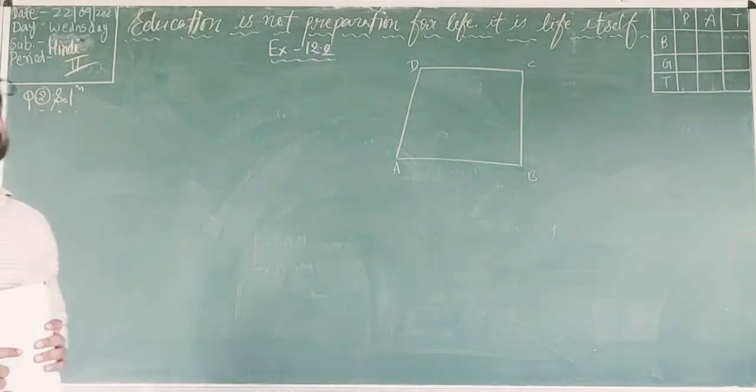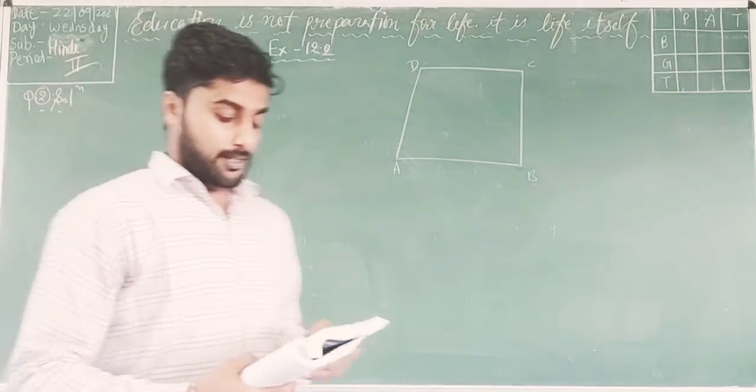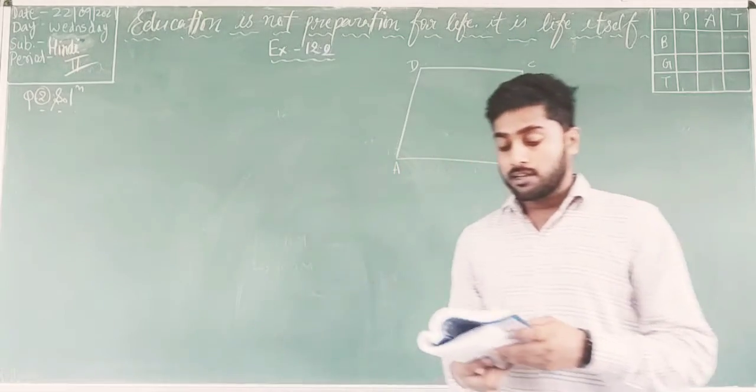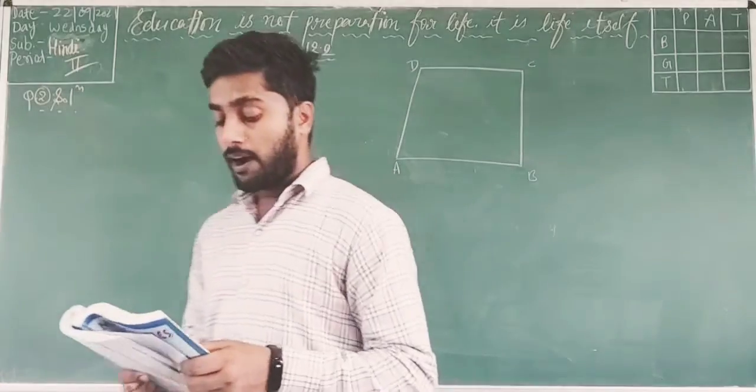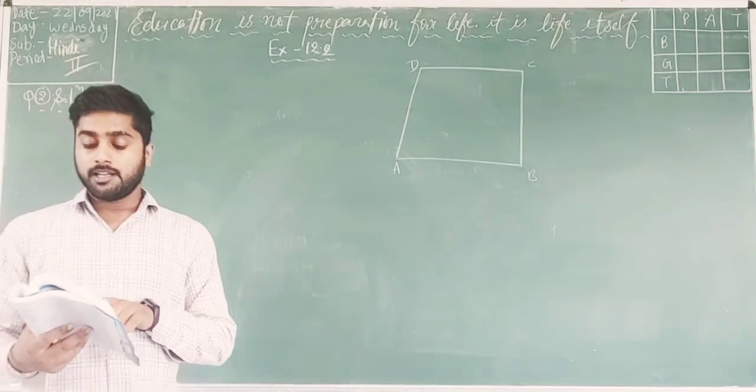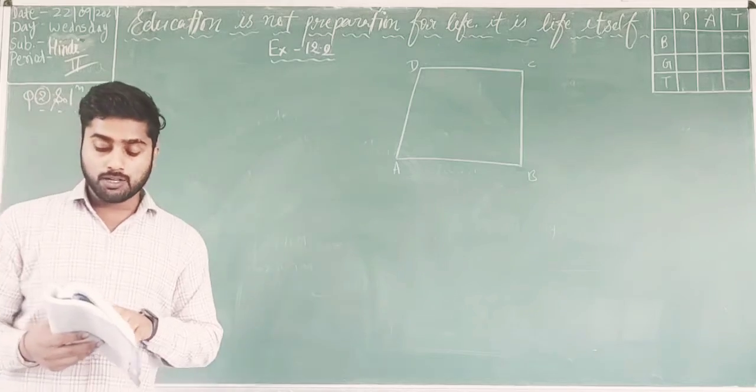We are doing exercise 12.2. Yesterday we have done question number first. Now we have a similar question number second. Find the area of a quadrilateral ABCD in which AB equal to 3 centimeter.